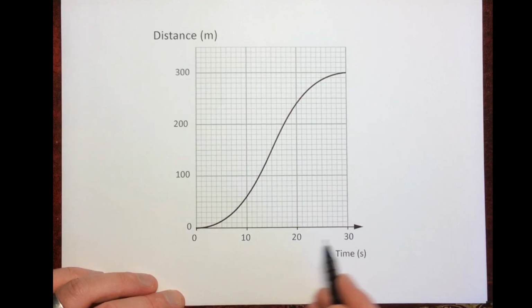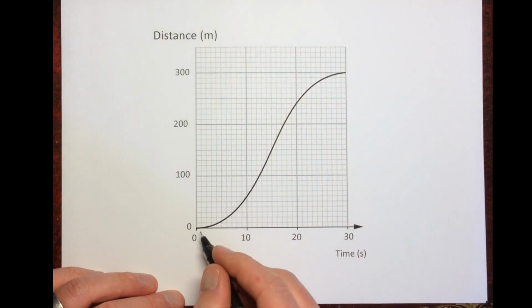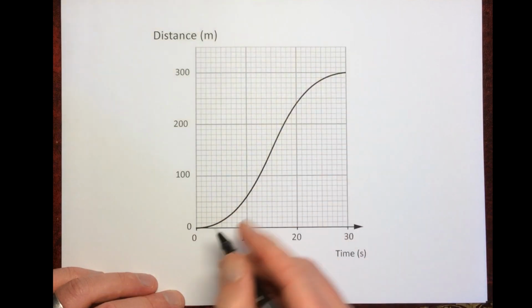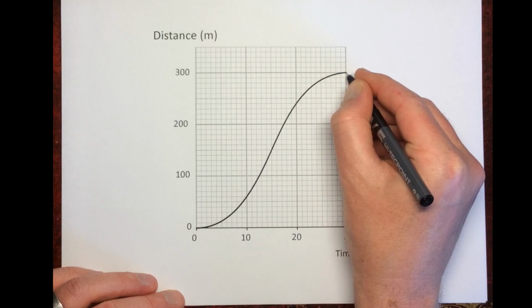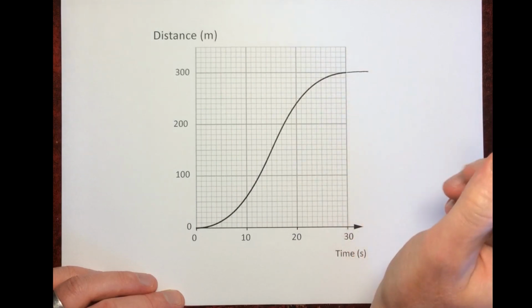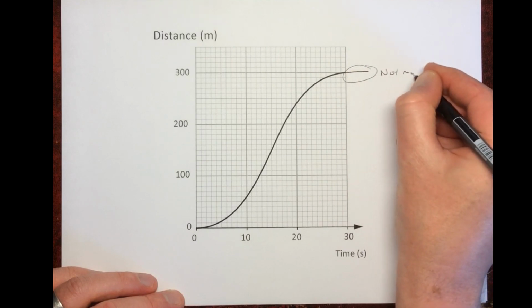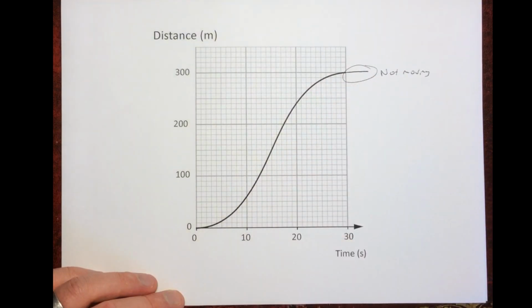Well, first of all, throughout the whole 30 seconds, the distance that this object travels is constantly increasing. So that tells you that throughout the entire journey the object is moving because there is a gradient. Nowhere on this graph is the line completely horizontal. Now, if the graph continued, it may go horizontal there, okay? And if it went horizontal, you could say then that it was not moving. But throughout the entire graph here, the gradient is positive. There is a gradient, there is a slope, so the object is moving.